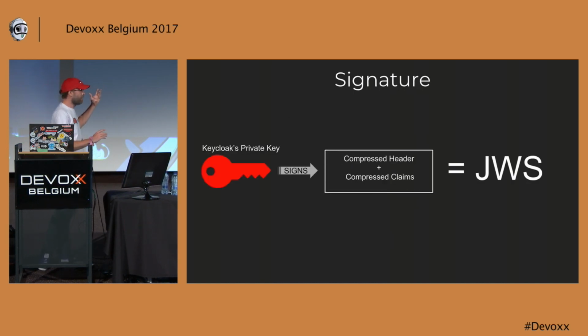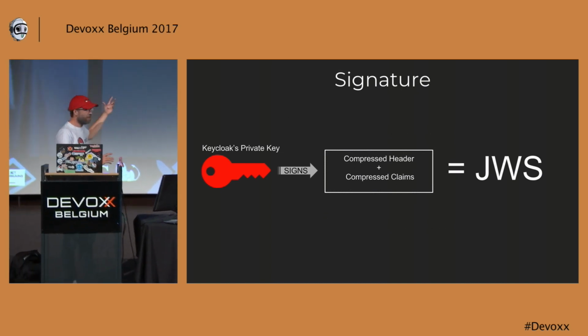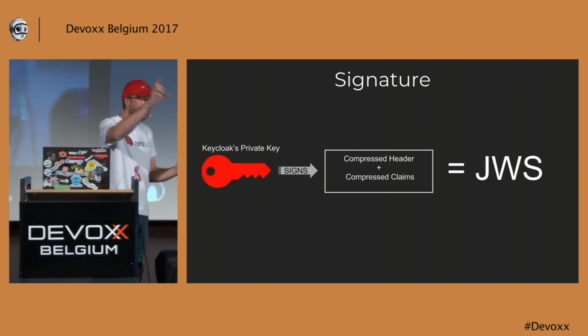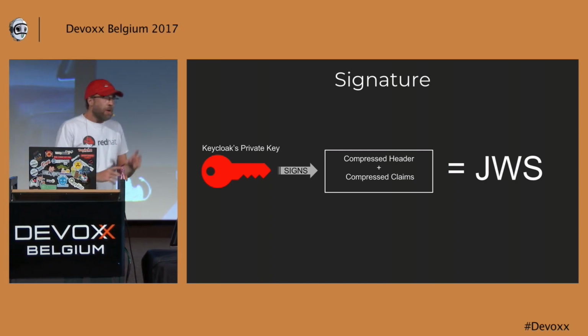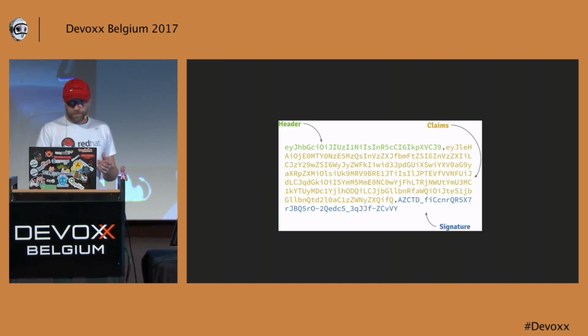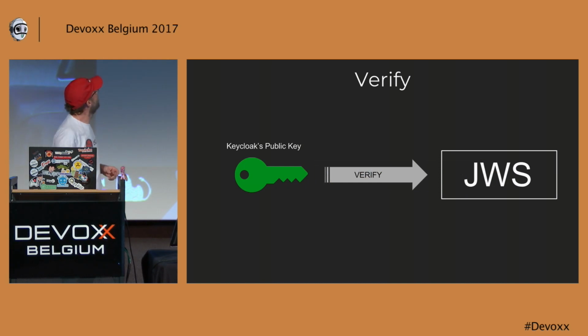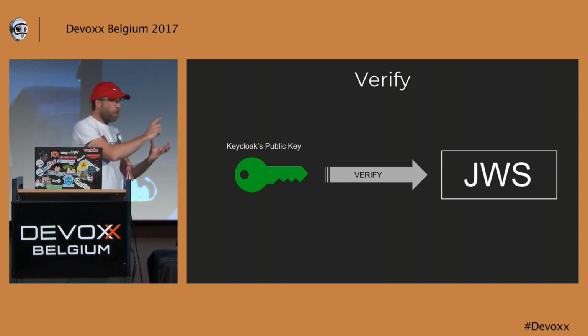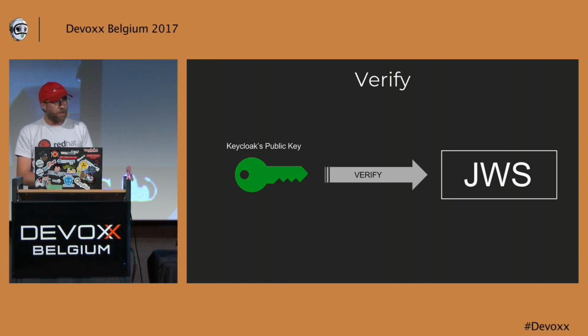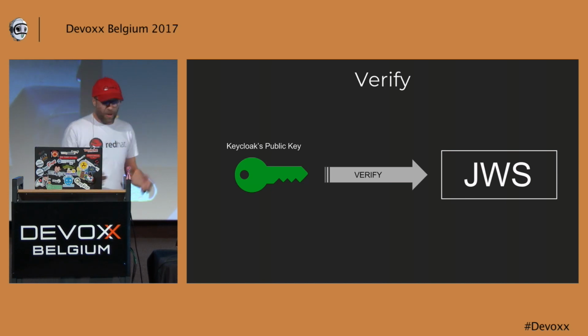Keycloak will sign this token for you with its private key, so you're sure that any app that needs to use this token, any backend app, front-end app, will be able to verify your token. So they receive this token, they take the public key, they verify your token, and if it's okay, then you're allowed to go further with your request.